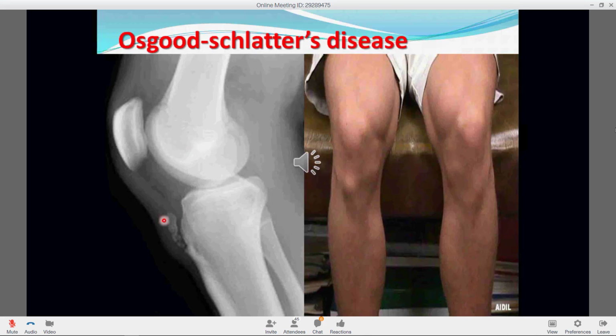Examples of pulling osteochondritis: Osgood-Schlatter disease, apophysitis of the patellar tendon at the tibial tuberosity, because the patellar tendon is attached to the patella and the patella is attached to the quadriceps muscle, and this will cause swelling and tenderness in the area of the tibial tuberosity.